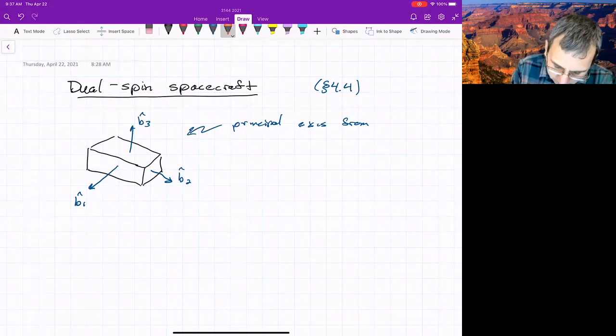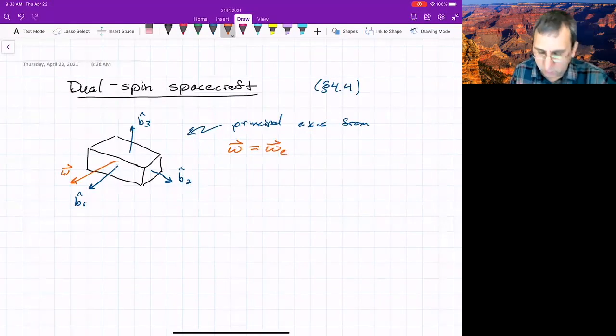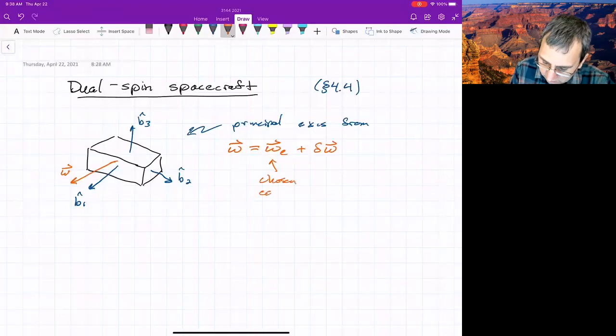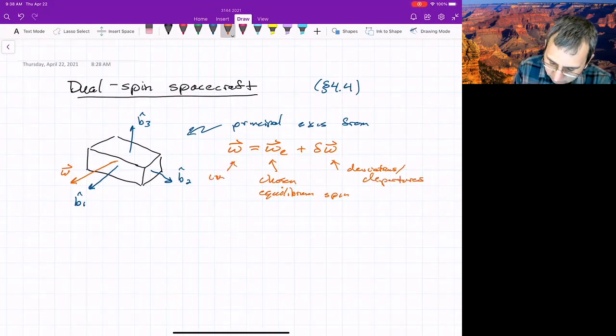There is an angular velocity vector. So let's just do that. And the idea is that the angular velocity vector, we wanted to stay close to some nominally chosen equilibrium, and then we're adding in small deviations. So this is a chosen equilibrium spin, and then these are deviations or departures. This is actually the current angular velocity.